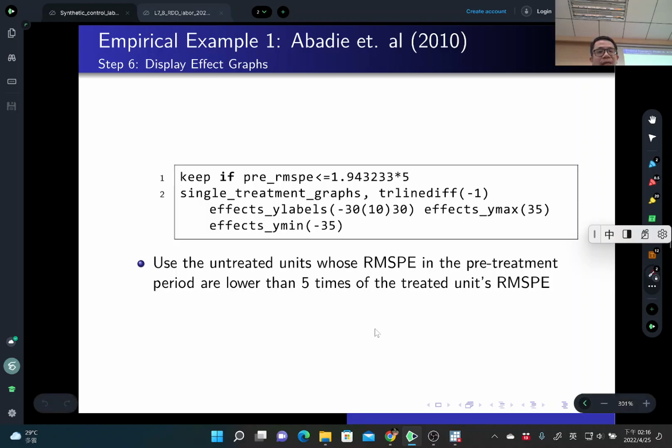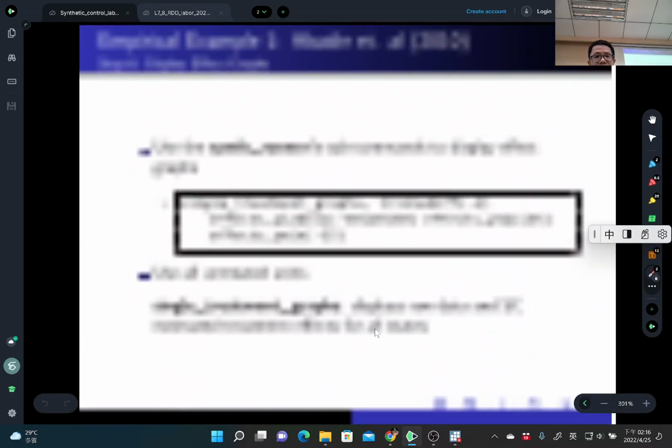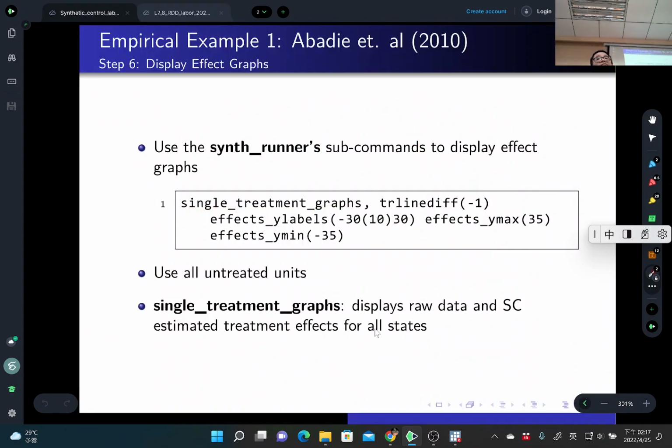And maybe you want to eliminate some placebo effects with very big pre-treatment RMSPE. You can directly use the information you just generated. For example, I just want to keep the placebo estimates, the non-treated units, with pre-treatment RMSPE smaller than five times the treated unit's pre-treatment RMSPE. You can use this information to keep or eliminate. Then you can draw the same graph and exclude other placebo estimates with very big pre-treatment RMSPE. That's one thing you can do, using their subcommand, like single_treatment_graphs, something like this.